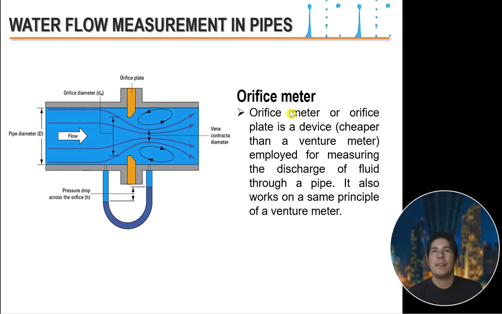So, we have also the orifice meter. The orifice meter or orifice plate is a device cheaper than a venturimeter, employed for measuring the discharge of fluid through a pipe. So, it also works on the same principle as a venturimeter.